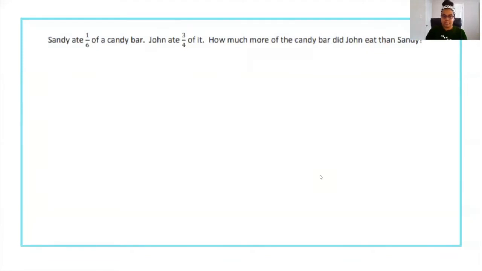Let's take a look at problem number 1. It reads, Sandy ate 1/6 of a candy bar. John ate 3/4 of it. How much more of the candy bar did John eat than Sandy?